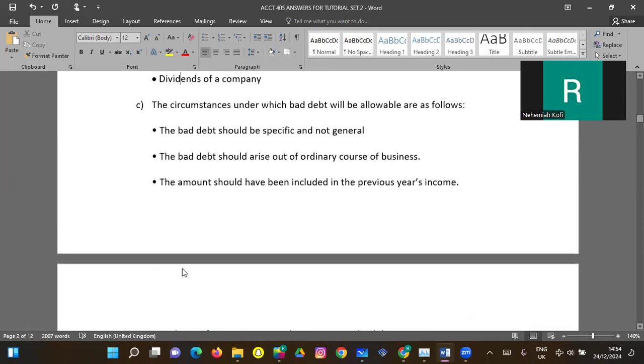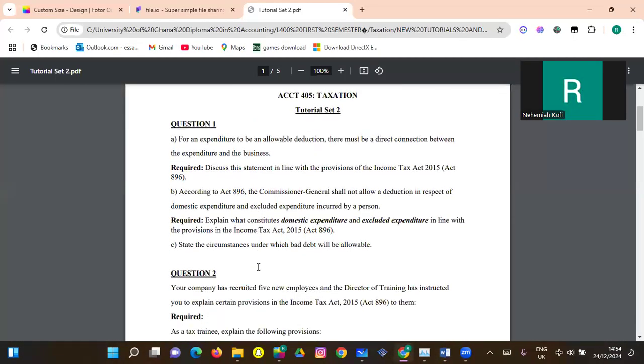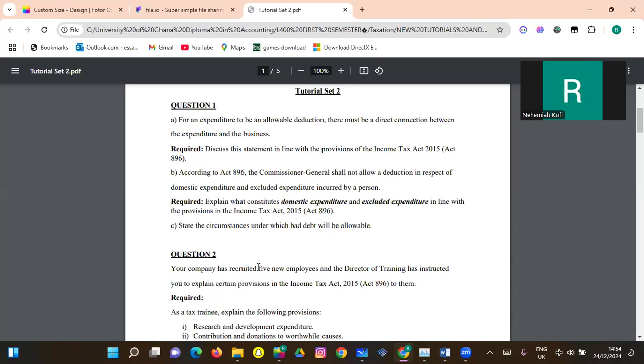Okay. So C. Let's look at question C. State the circumstances under which bad debt will be allowed. Right. So you remember in our normal business or in our normal accounting, bad debts are normally added to our expenses. But the taxman doesn't allow just any bad debt to be used as an expense. There are some specific bad debts that are allowable for deduction. So let's look at it here.